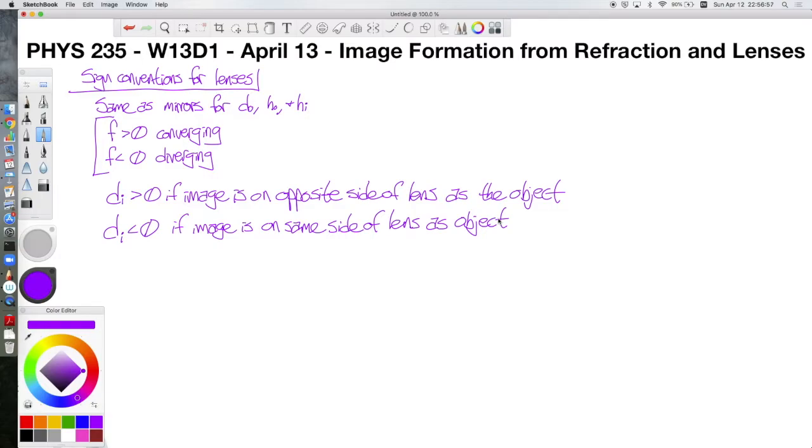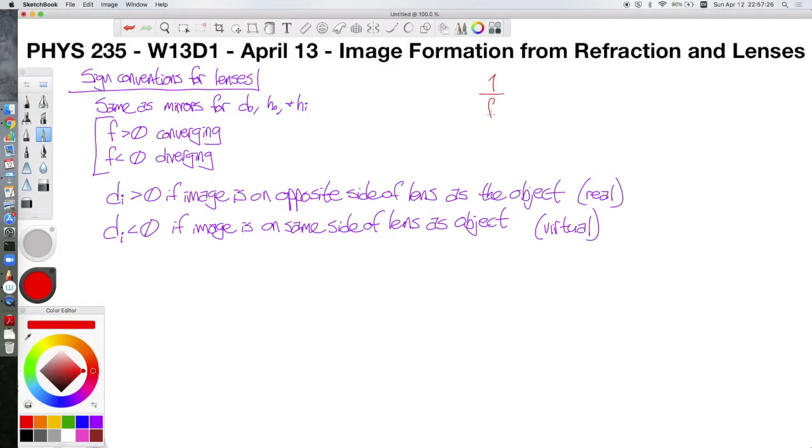So the part of this rule that is the same as compared to mirrors is that we still get a positive image distance for real images, and we still get a negative image distance for virtual images. And that is consistent with what we learned about lenses. The only other thing we really need to do here before we get to actual ray diagrams and specific examples is review our equations and talk about our principal rays.